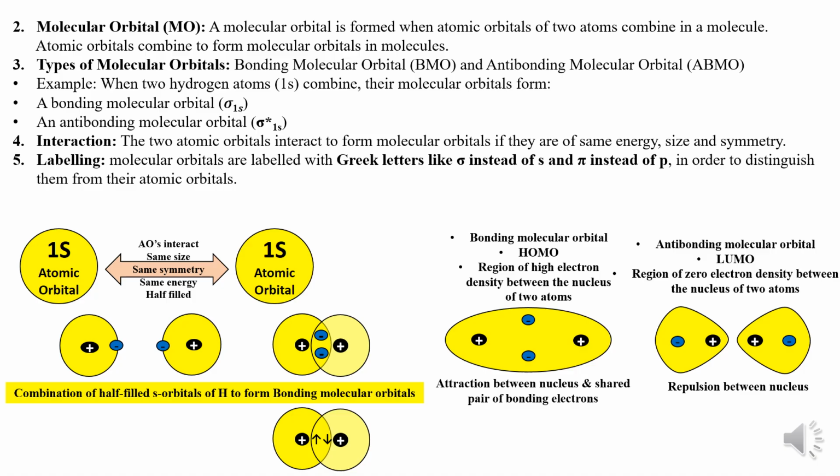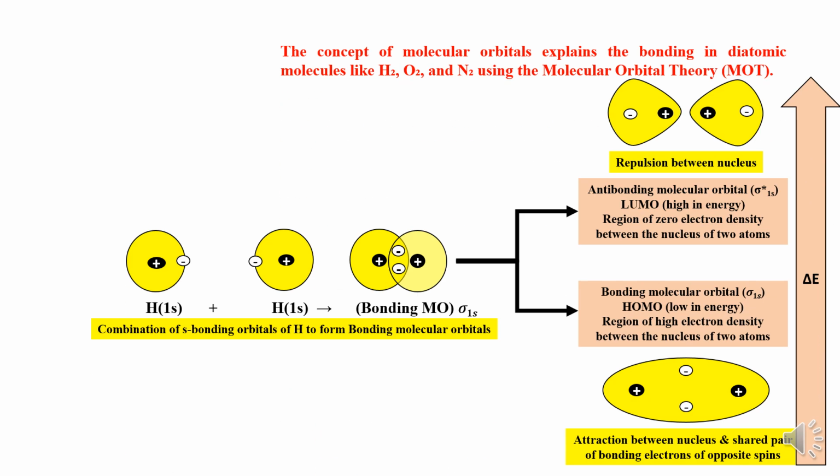Now talking about the labeling of the molecular orbitals. Molecular orbitals are labeled with Greek letters, like sigma instead of s and pi instead of p. This is done in order to distinguish them from their atomic orbitals, just to avoid confusion. Now the concept of molecular orbitals explains the bonding in diatomic molecules like hydrogen, oxygen and nitrogen using molecular orbital theory.